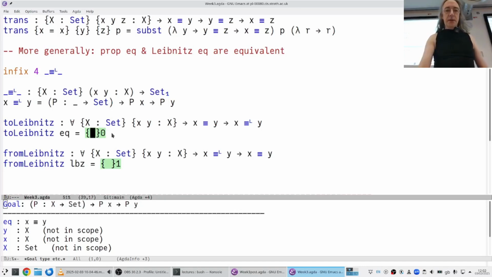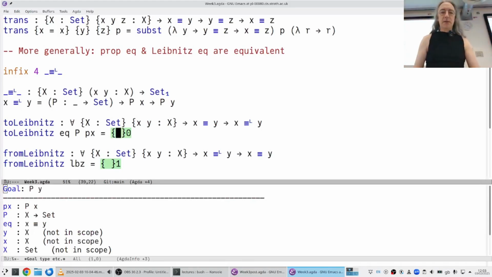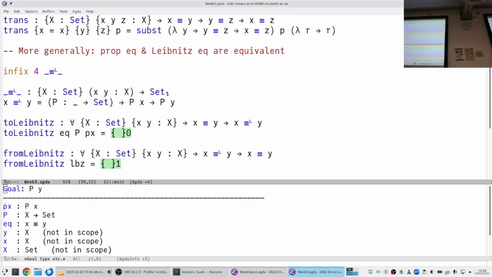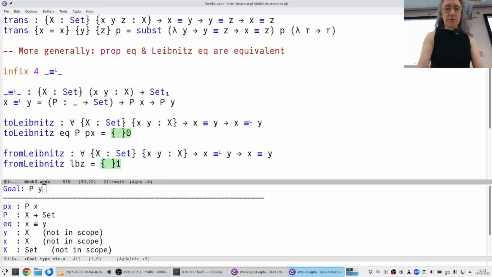Okay, so I will introduce this P, and this, actually, I will even go as far as to name this Px. Let's see what we've got. Right, so you see there's some property capital P, and I know I've got a proof that capital P holds for little x. I want to give a proof that capital P holds for little y, but what was subst again?